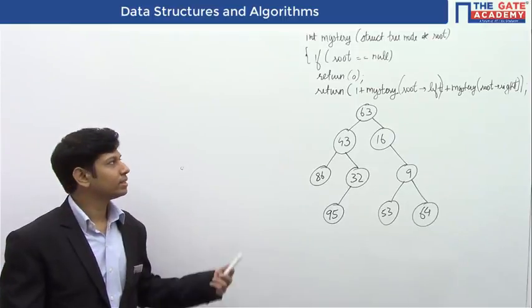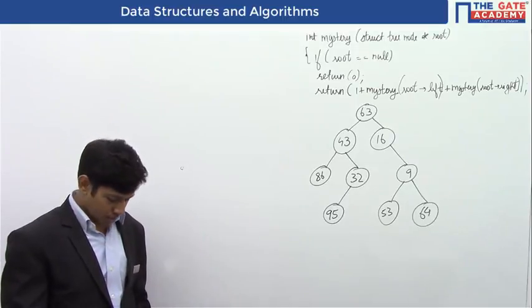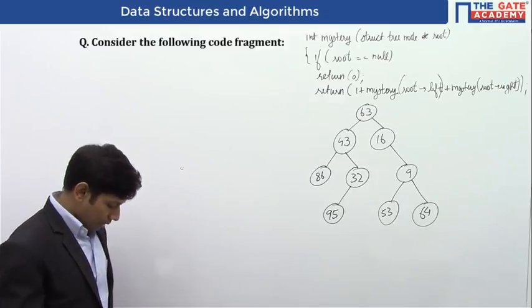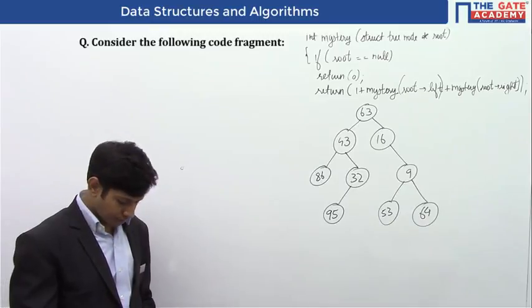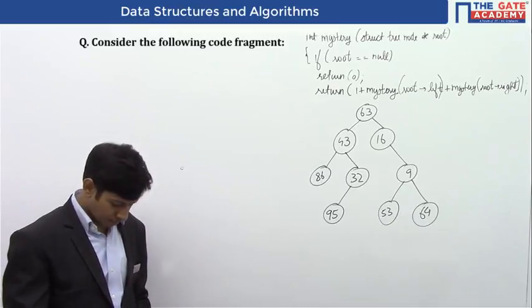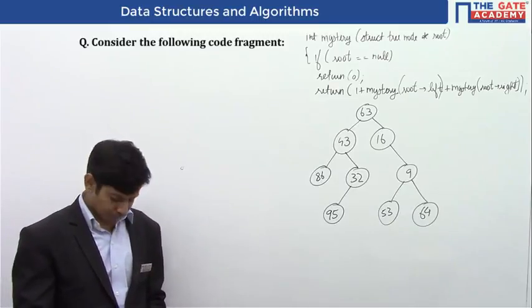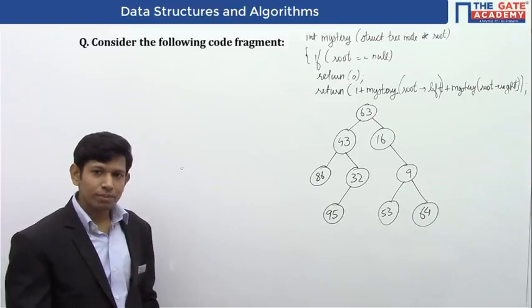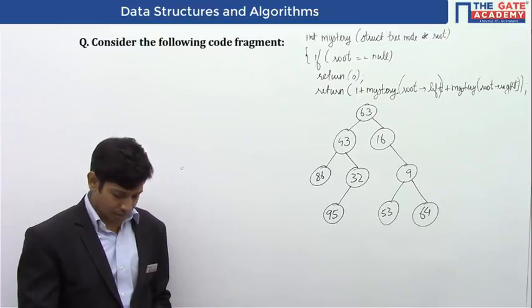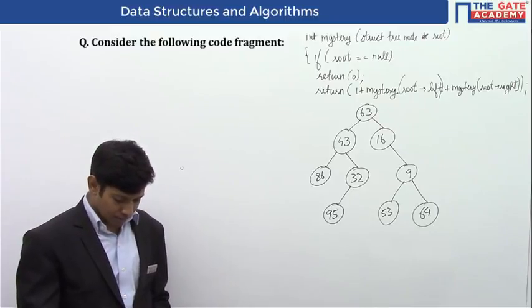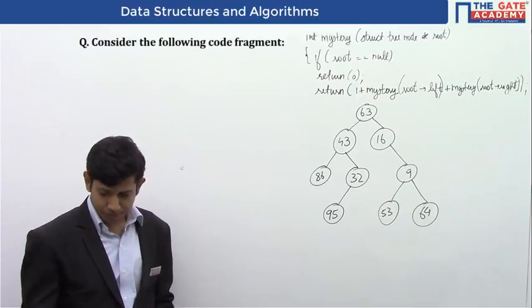Now let's see the next question. In this question, they are saying consider the following code fragment. Int mystery, struct tree node star root. If root is equal to null, return 0. Return 1 plus mystery root left plus mystery root right. What does the above code return for the below tree?